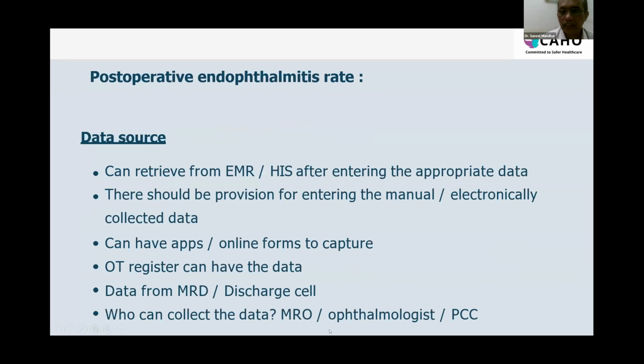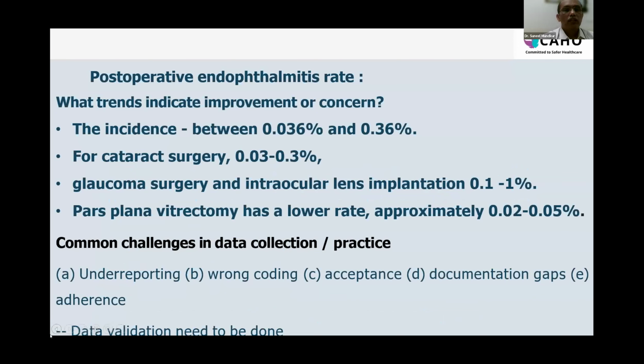And who can collect the data? Either a medical records officer, an ophthalmologist, or the patient care executives can collect this data and keep it ready. So what are the benchmarks? If you see what trends indicate improvement or concern, the incidence of post-operative endophthalmitis is very rare, between 0.036% to 0.36%. For cataract surgeries, it's around 0.03 to 0.3%. Glaucoma surgery and intraocular lens implantation is around 0.21%. And pars plana vitrectomy is very, very rare, approximately 0.0 to 0.05%. This is the international incidence of post-operative endophthalmitis.